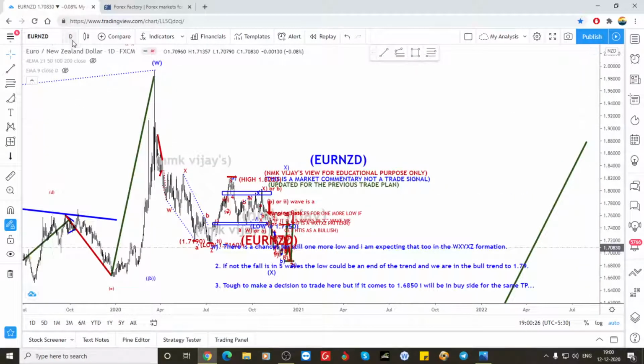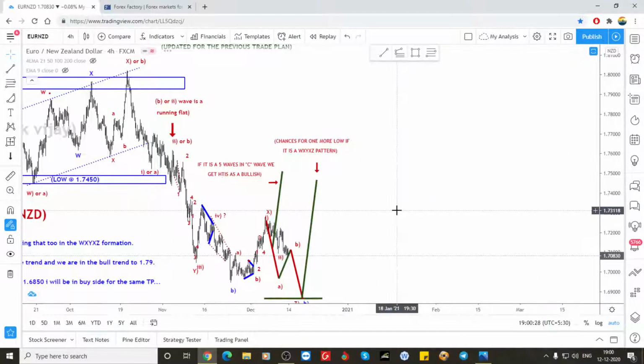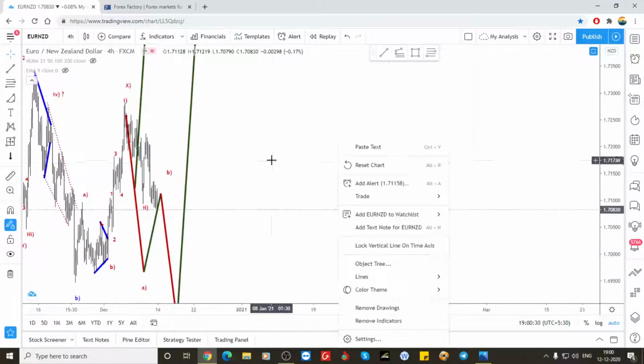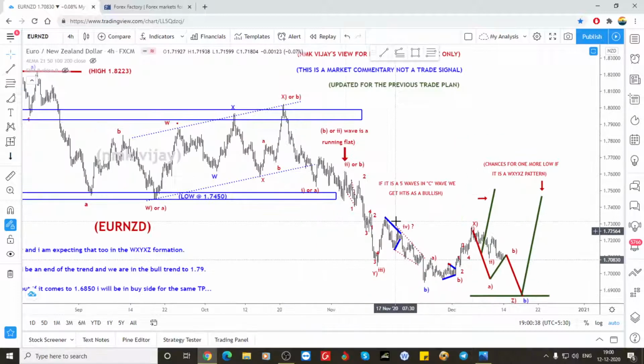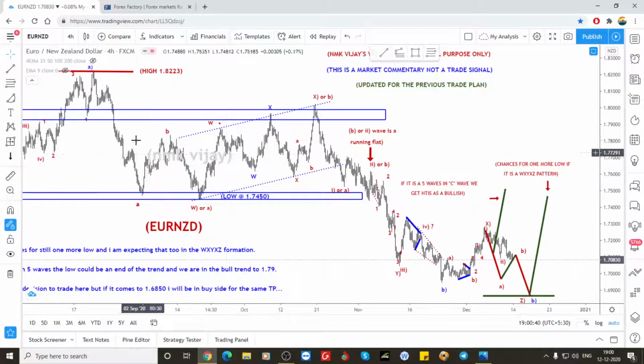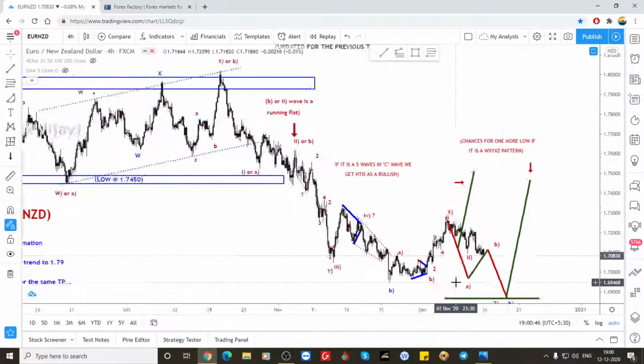So Euro New Zealand, as I expected, same thing I said here: I'm not going to force this chart as a fourth wave here. This is not looking like the end of that fifth wave. So I'm still looking for this ABC as a W or X, and ABC as a Y. So still we are in that X wave.